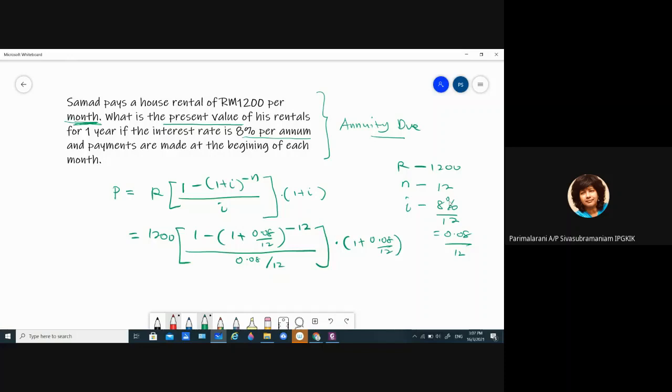So this is the present value of his rentals. If you calculate the rental, he's actually paying 1,200 per month for 12 months. How much is 1,200 times 12?